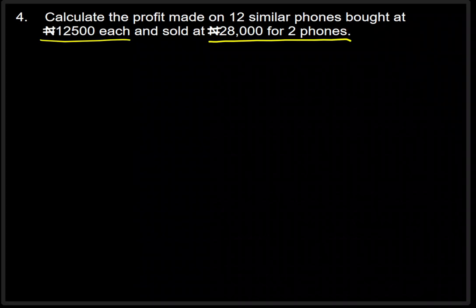So what happens is that we need to calculate the cost of buying the 12 phones, and then we need to calculate the cost of selling the 12 phones. We need to calculate the cost of buying the 12 phones and then the selling price of the 12 phones. They have their different rates. So let's see what we have.